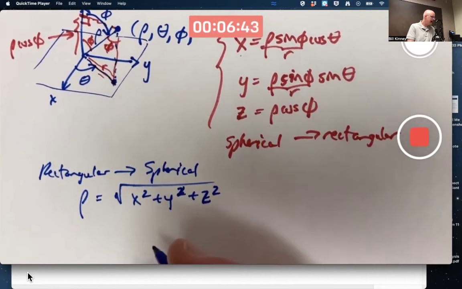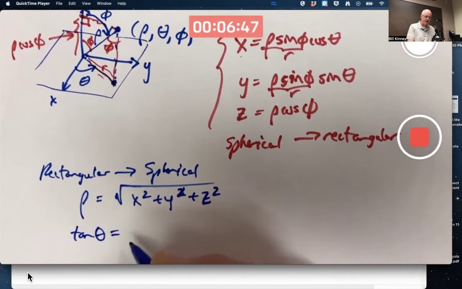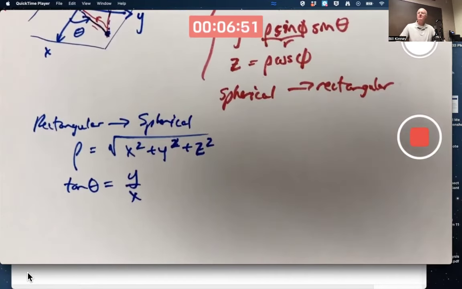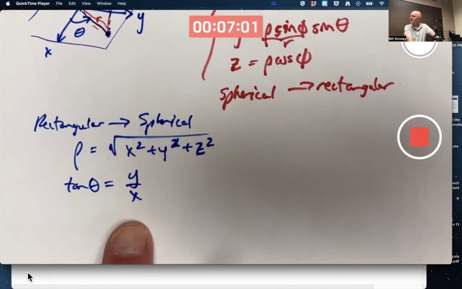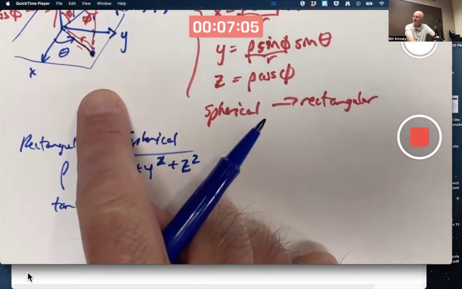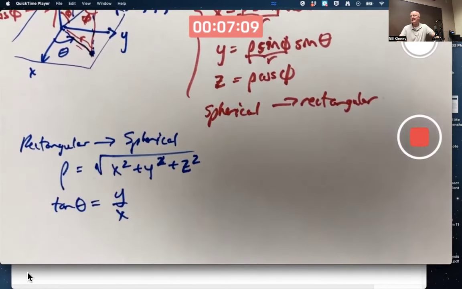It also turns out that as with polar and cylindrical, tangent theta is y over x. And so you can use the inverse tangent function to find theta, being careful to think about the sign of x. It would be inverse tangent of y over x if x is positive. Think about the xy plane here. You're positive in front of the paper. And inverse tangent of y over x plus pi radians if x is negative.